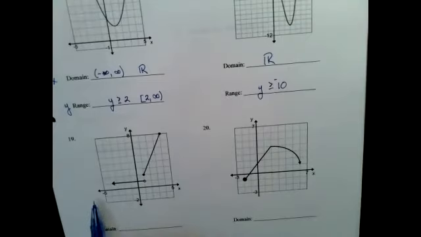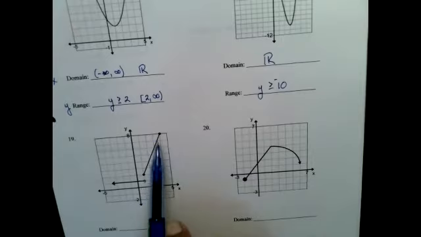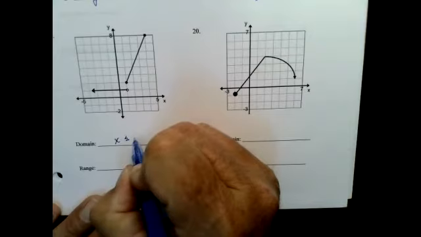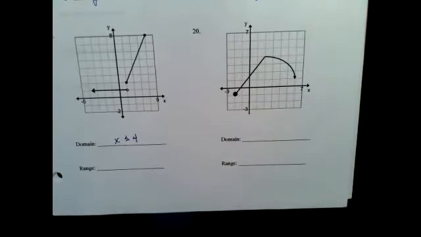This guy looks good, chugging right along for the domain. Oh, I have a little blip there, but no, at 1, I have a value, and that goes all the way out, but it stops this time. So the domain for this one is gonna be X is less than or equal to 4.